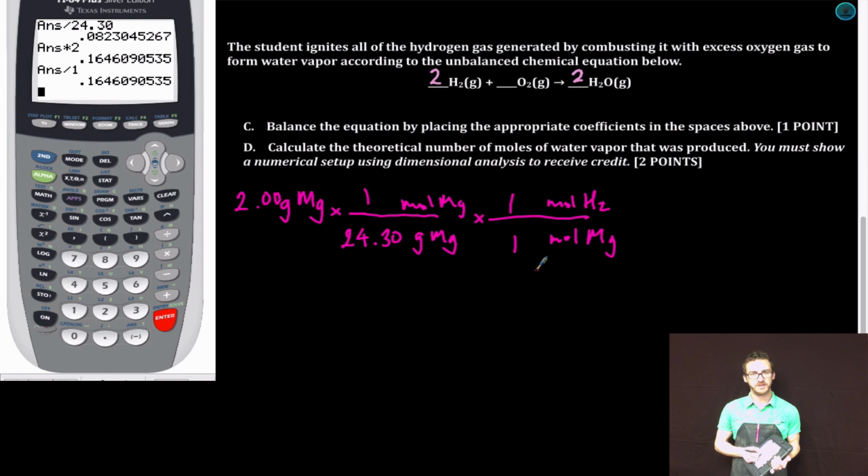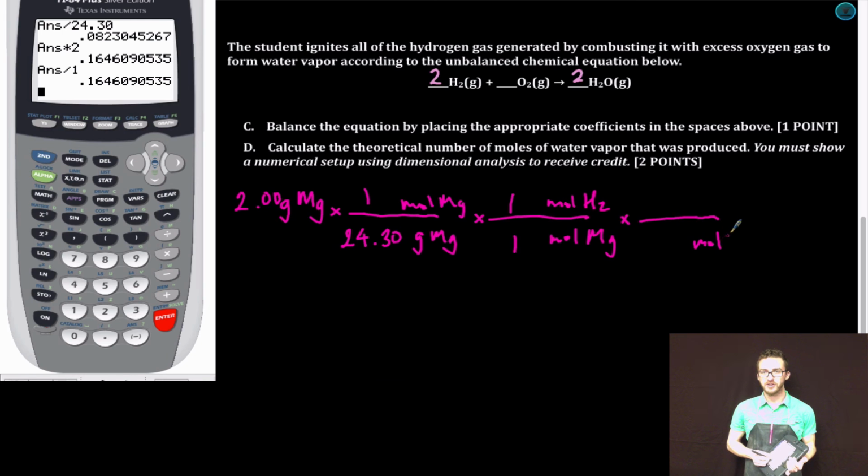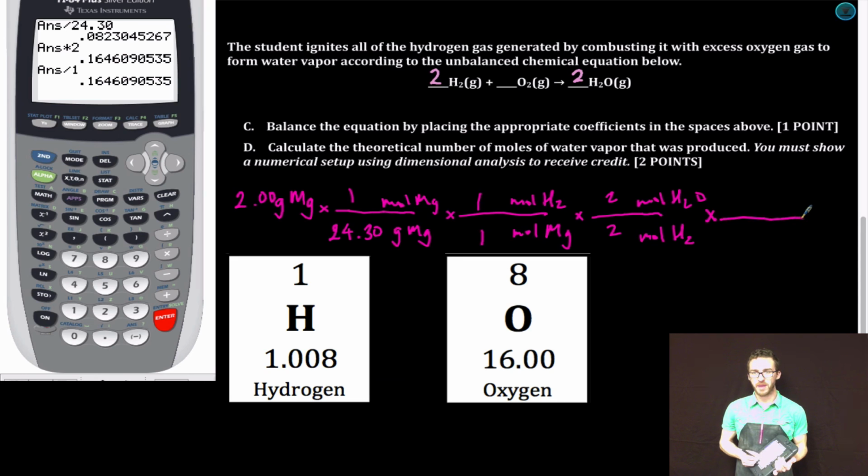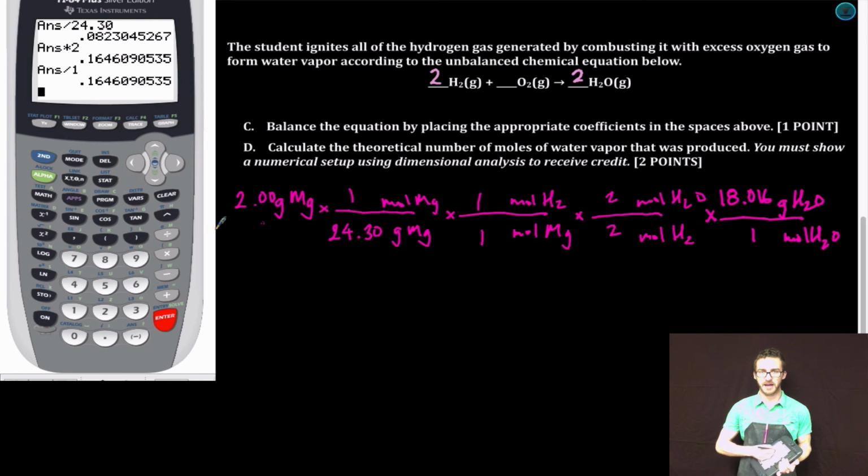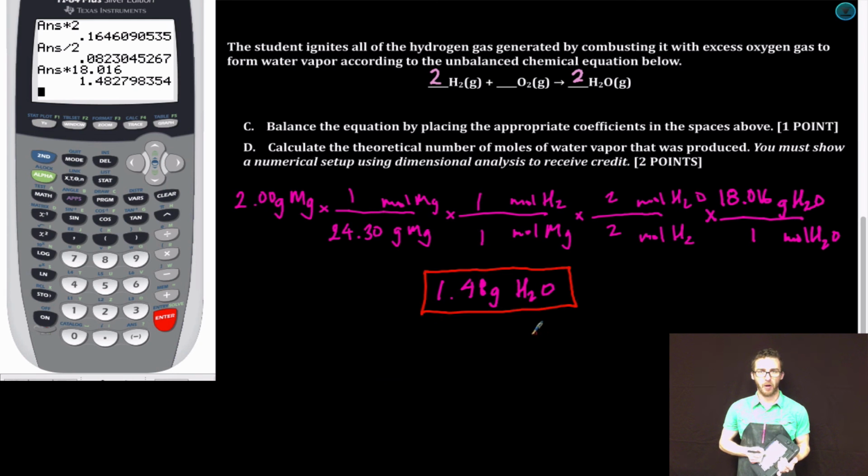So if I stopped right here, I would determine how many moles of hydrogen I generated in that first reaction. Next, if all of that hydrogen was reacted according to the second equation, the relationship between moles of hydrogen and moles of water is 2 to 2. And then finally, to get back to grams, I'm going to use my trusty periodic table to determine the mass in grams of 1 mole of water. Calculator time. 2.00 times 1 divided by 24.30 times 1 divided by 1 times 2 divided by 2 times 18.016. So my mass of water produced is 1.48 grams. Boom, we are done.